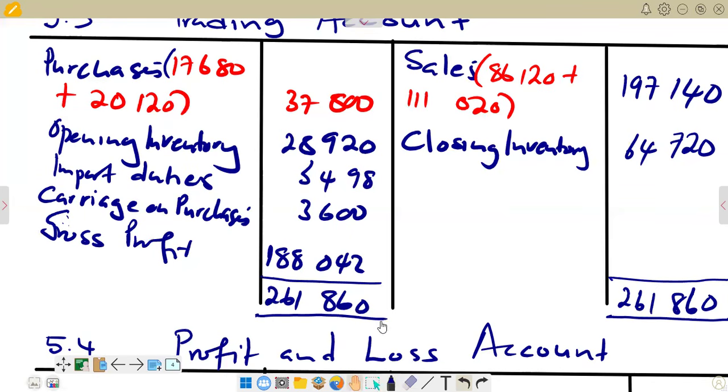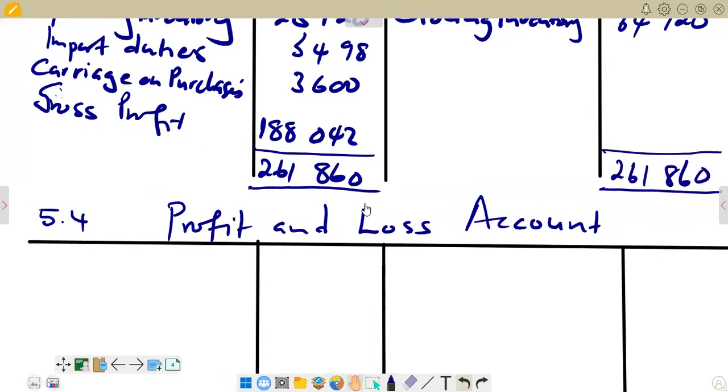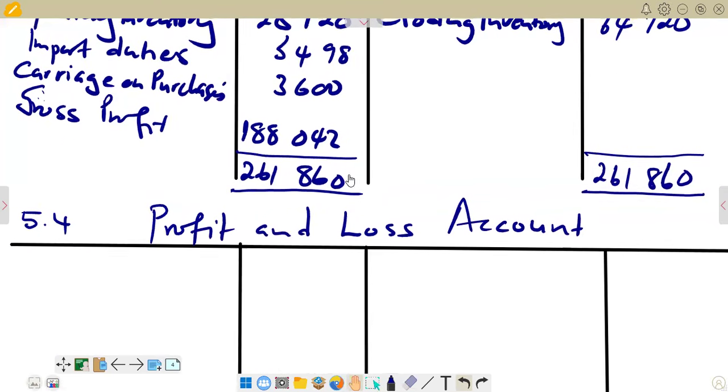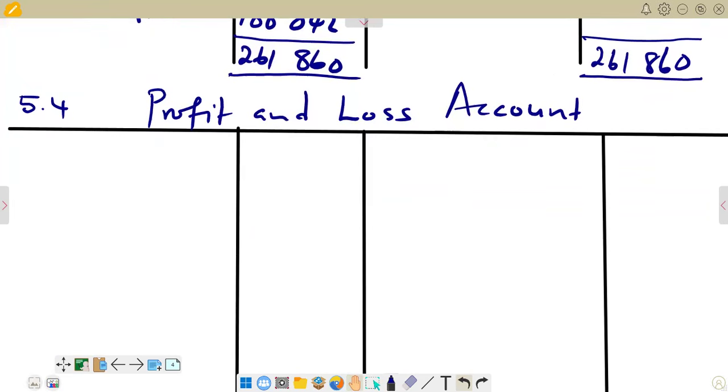This gross profit, we are going to straight away transfer it to the profit or loss. Remember, it goes to the credit side of the profit or loss, as a figure coming from the trading account. So we can just straight away put that figure for gross profit that we got in the trading account. Here we are saying trading account.